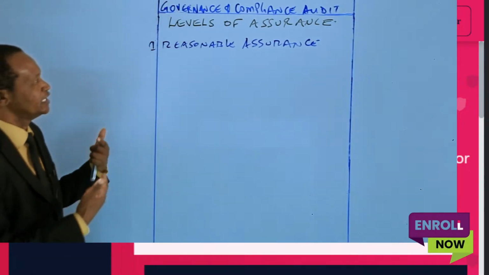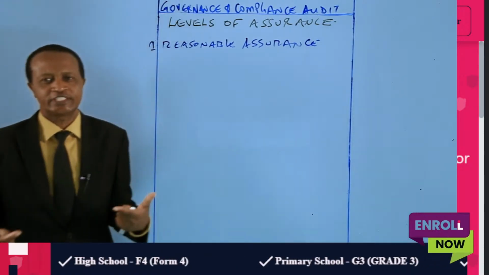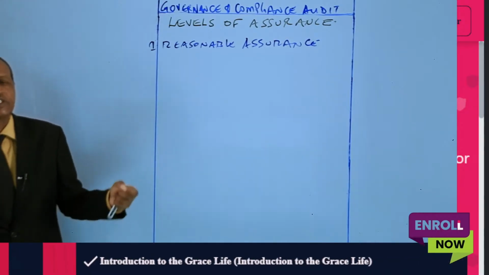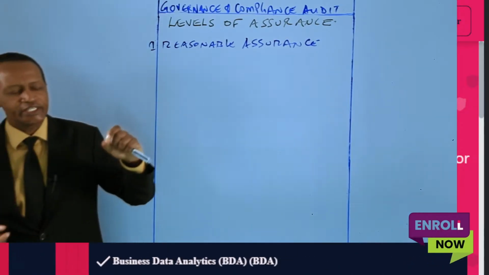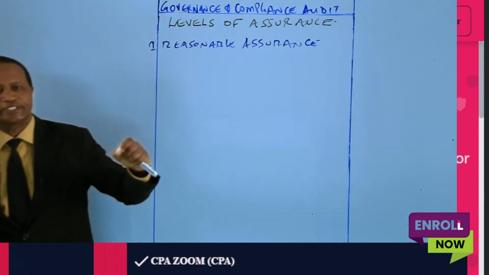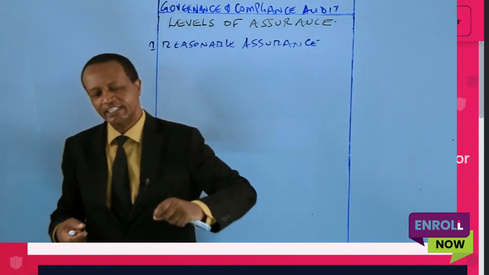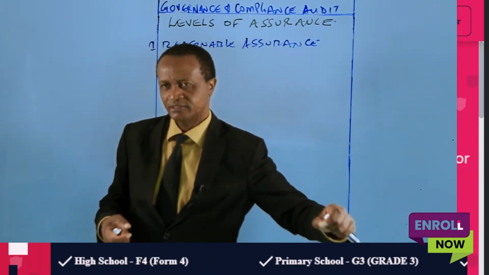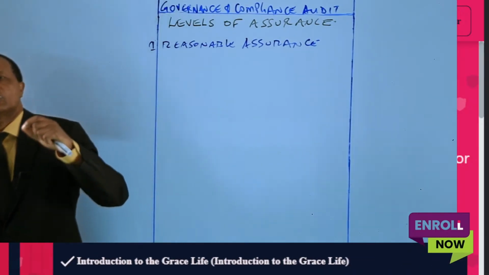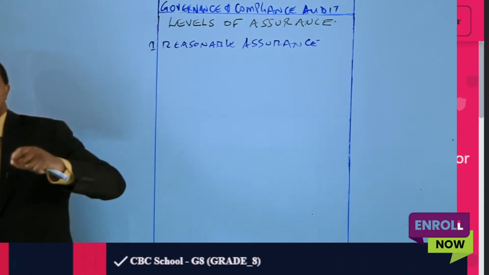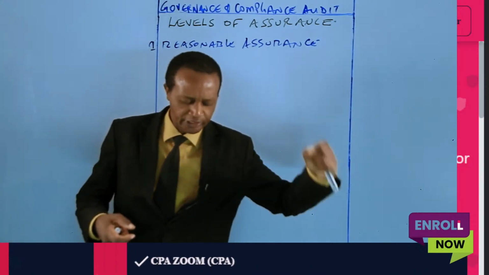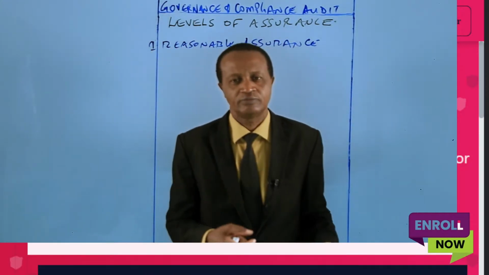We say that in a reasonable assurance, the auditor gathers sufficient appropriate evidence to conclude with a high degree of confidence that the subject matter is materially compliant. And we'll give an example. It could be audits that are required by law or audits of critical financial controls. It could be audits where there is a high potential for reputational damage.